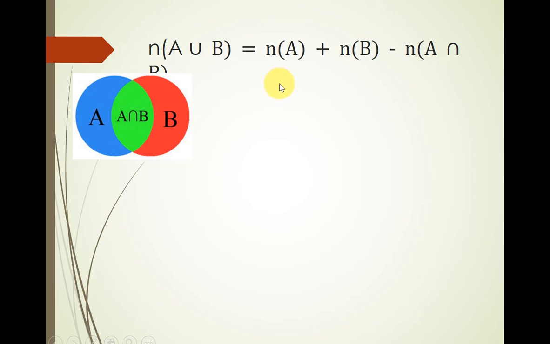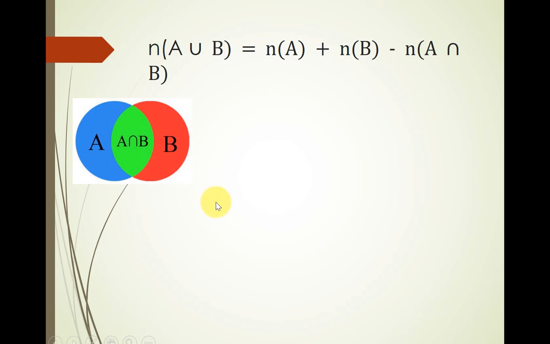So if I say n of A and n of B, I'm actually counting this twice. I'm counting it once when I say n of A, and I'm counting it once when I say n of B. So I don't want to count it twice. So I have to subtract it out once. So this is true, always true.